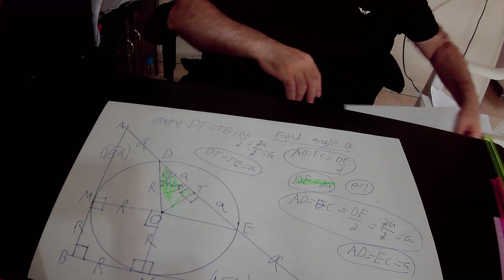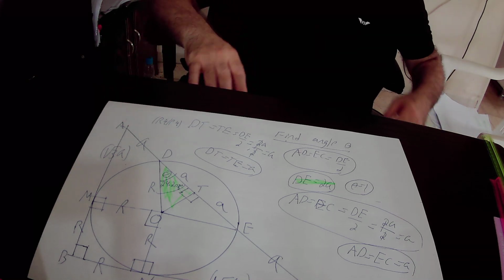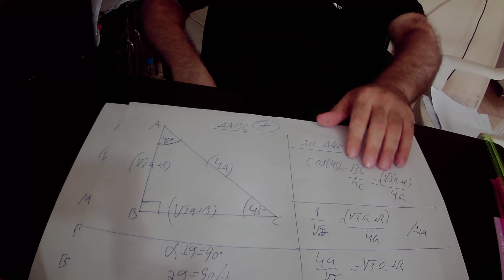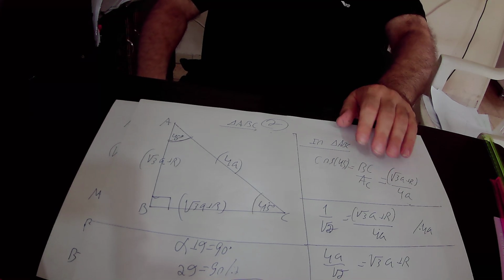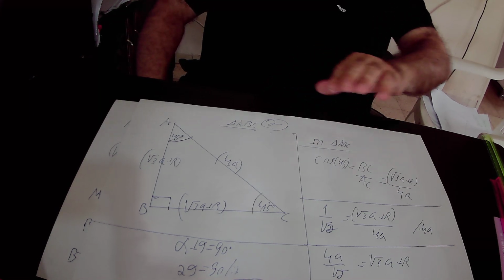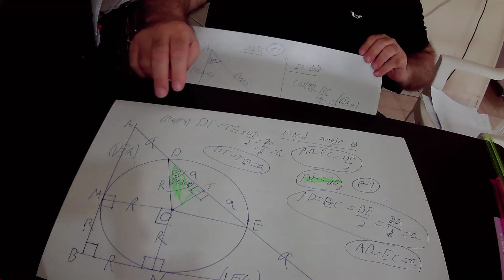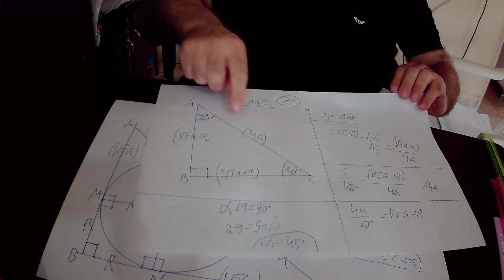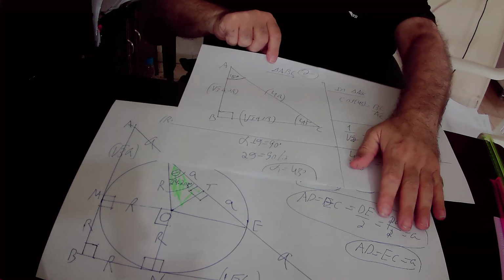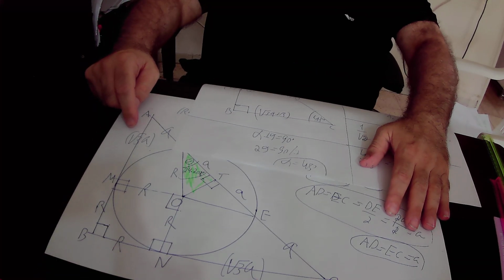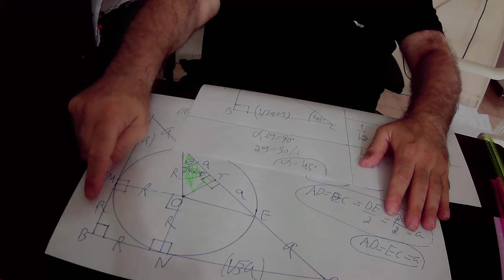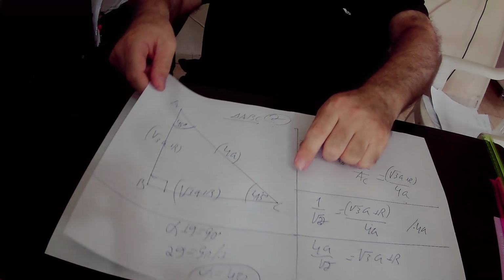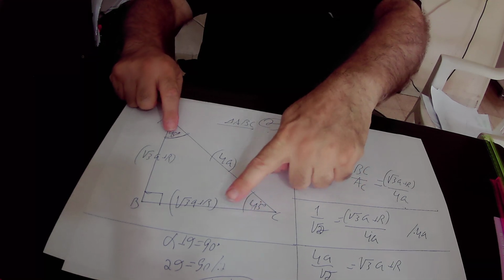Then I copied the right triangle ABC in a new page and analyzed triangle ABC. This is triangle ABC that I copied from the original drawing. Here, the hypotenuse AC equals A plus A plus A plus A, that is 4A. The hypotenuse equals 4A. Side AB equals square root of 3 times A plus R. And side BC also equals square root of 3 plus R. So those two sides are equal to each other.